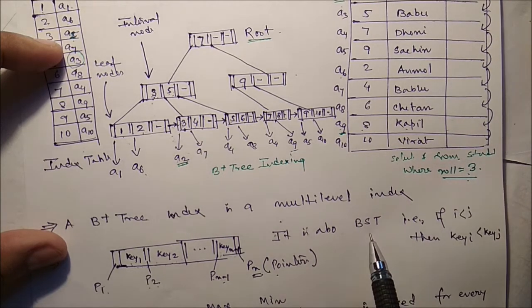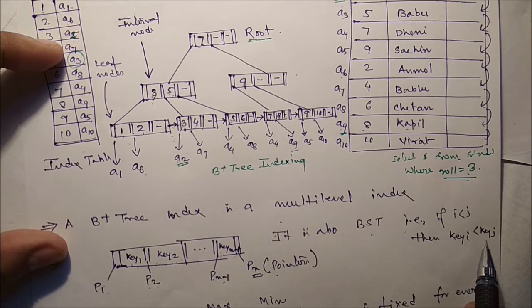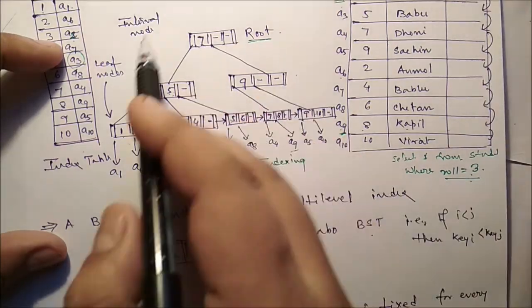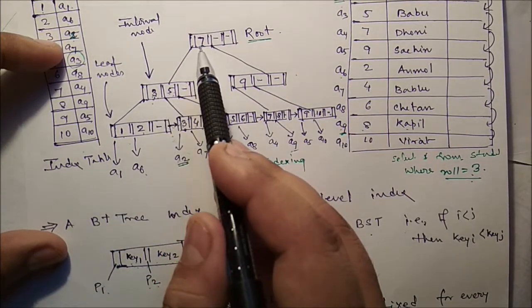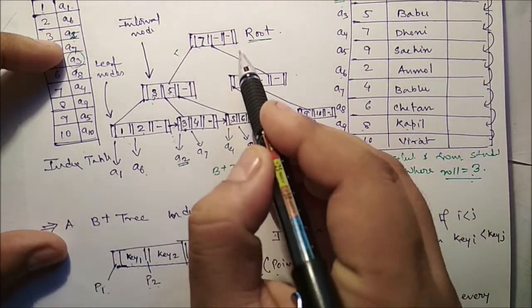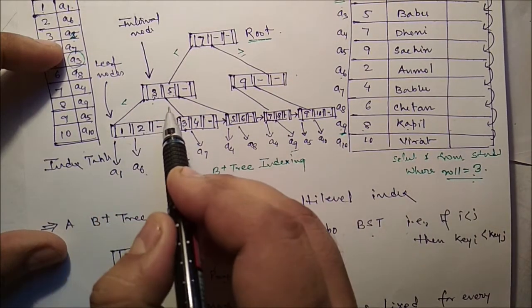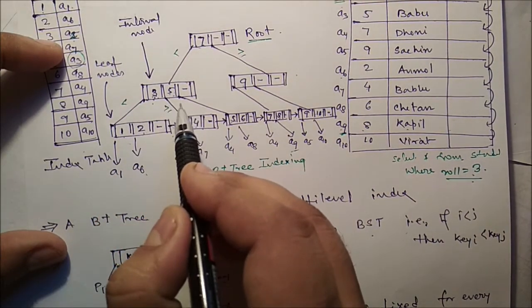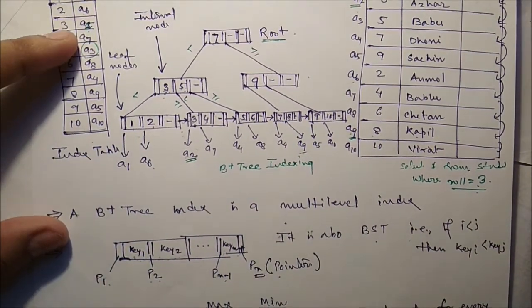It is also a binary search tree. That is, if i is less than j, then key i is less than key j. We have already discussed that this is also a binary search tree. So the left data should be less than the root, and the right data should be greater than or equal to the root. Here also, less than, greater than or equal to, and so on.